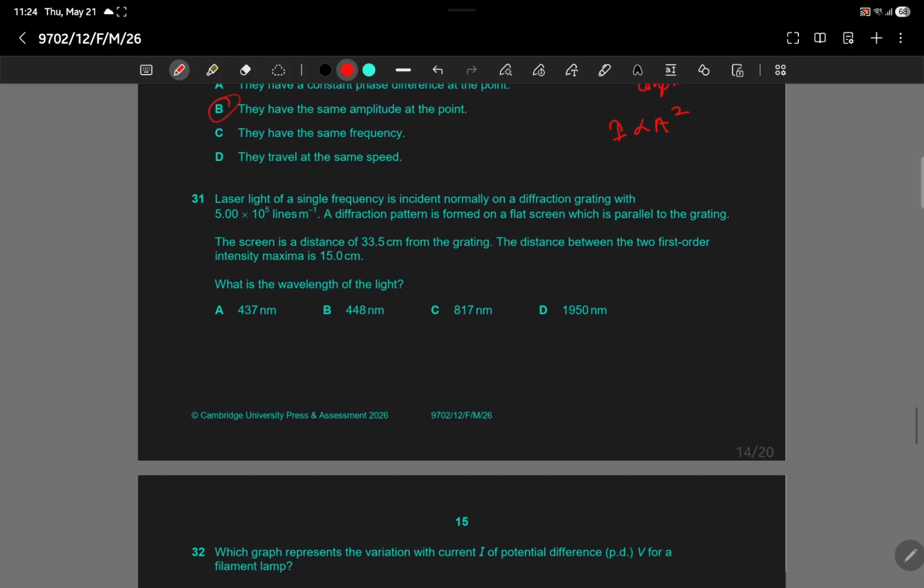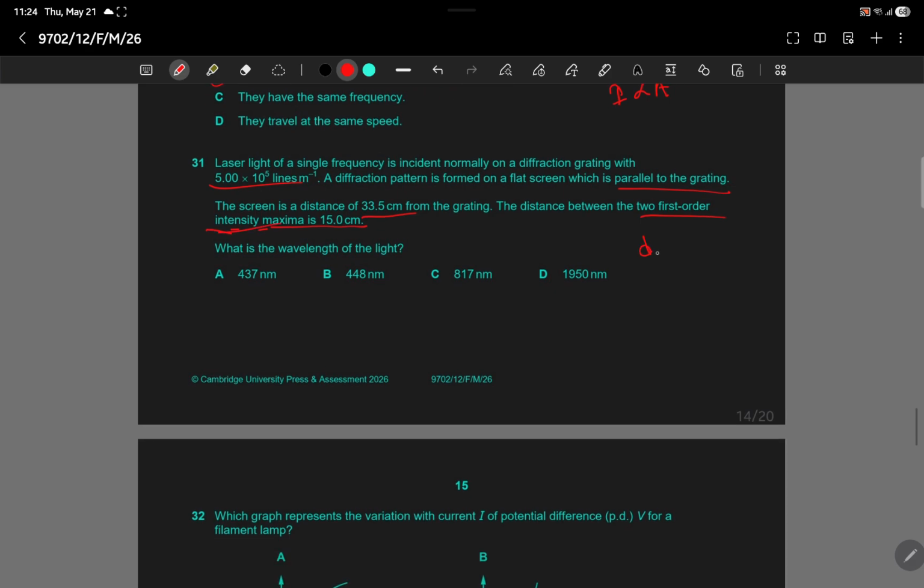Now, 31. The laser light of a single frequency is incident normally on a diffraction grating with 5 into 10 to the power lines. A diffraction pattern is formed on a flat screen which is parallel to the grating. The screen is at a distance of 35.5 centimeters from the grating. Distance between the two first order intensity maximum is 15. What is the wavelength? So for this, we have to use the formula d sine theta equals n lambda.